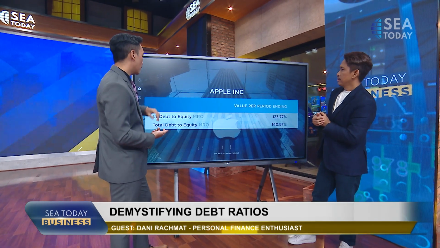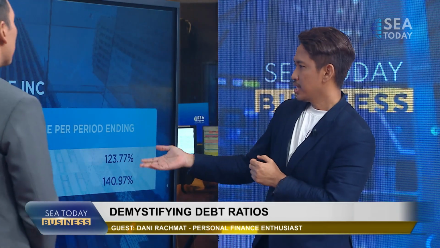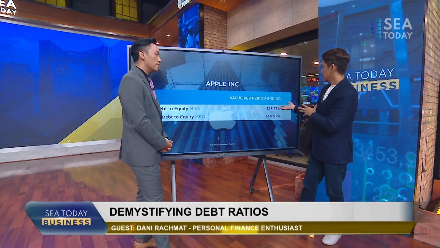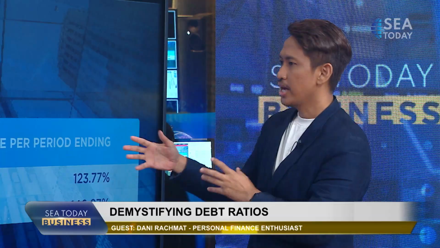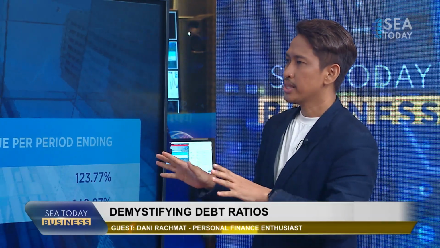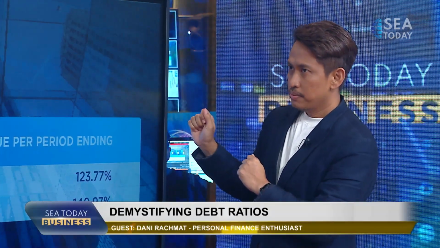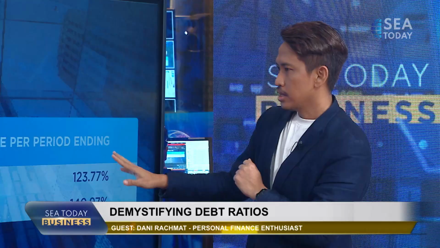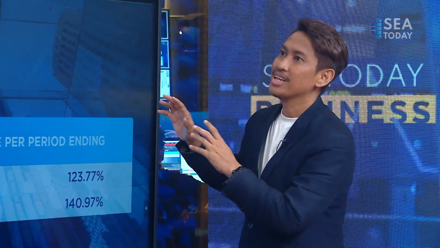All right, so let's take a look at this one. The long-term debt to equity right now is 123%, and total debt to equity is 140. We can see that the debt of Apple is 1.23 times the equity. So if suddenly everything goes bad and the debtors want to call their loans, Apple can only pay about 1 times from the equity, and there's still remaining debt that they still have to pay.